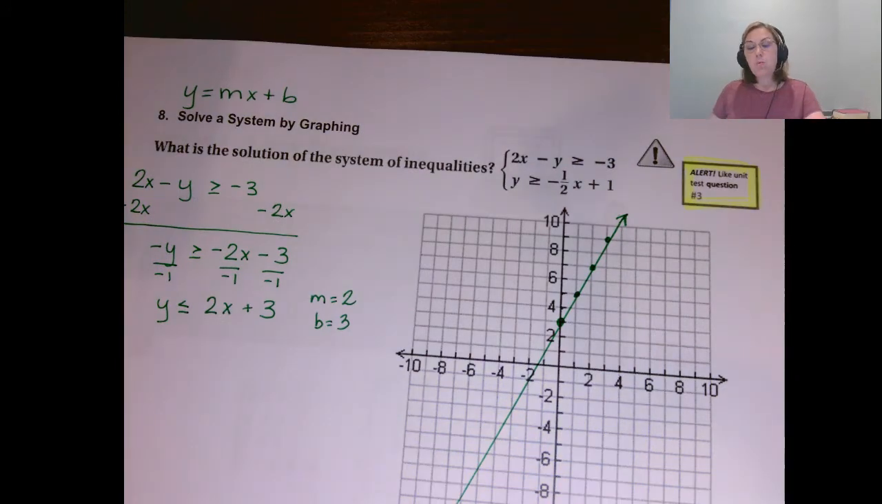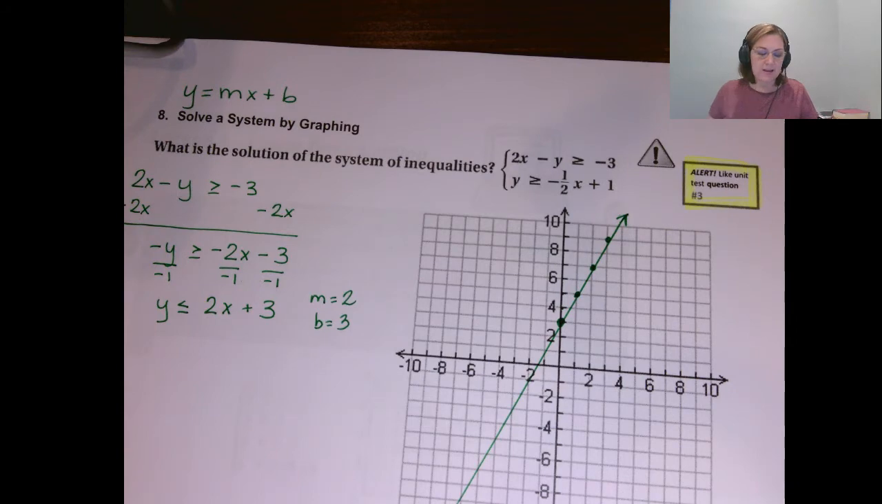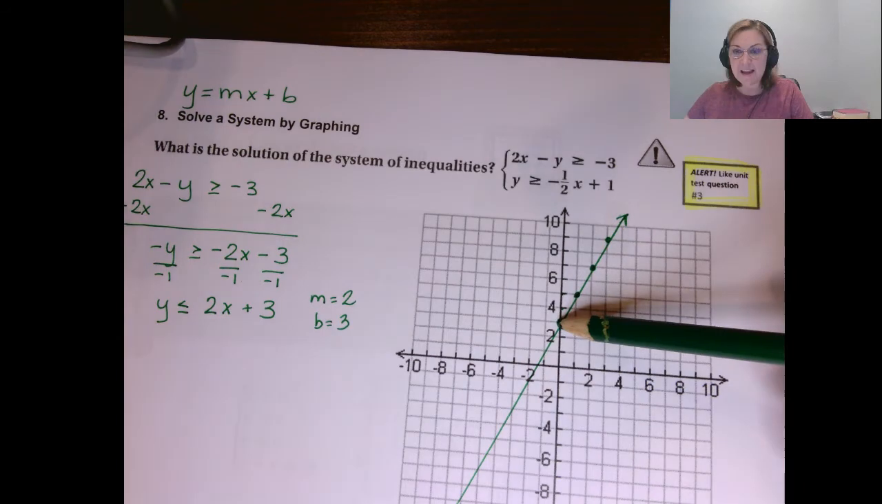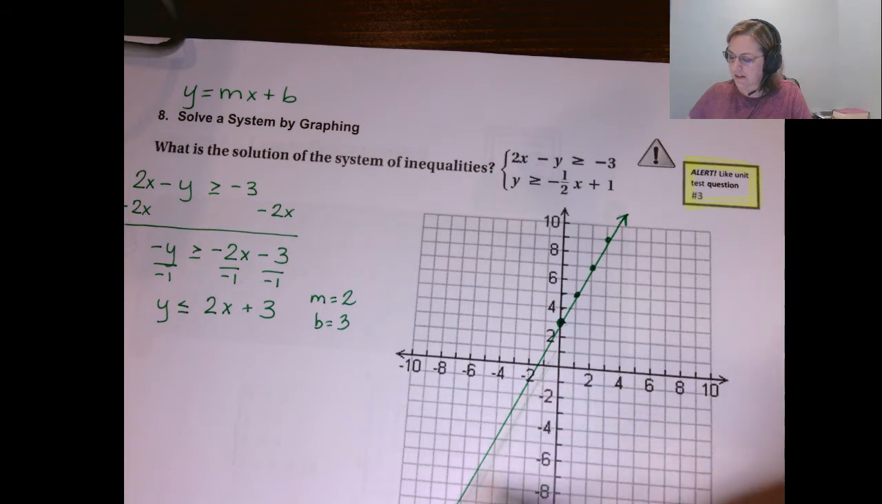Now, the y is less than. So when it is less than, we tend to remember that it is below, and I'm grabbing some colors here if you hear my noise here. It is below. Well, that means we go to the y-axis where the y-intercept is, and we shade below. So we're going to shade this section.